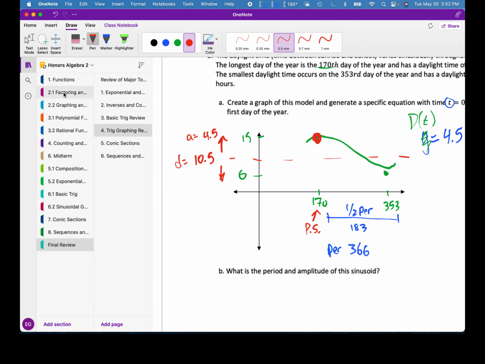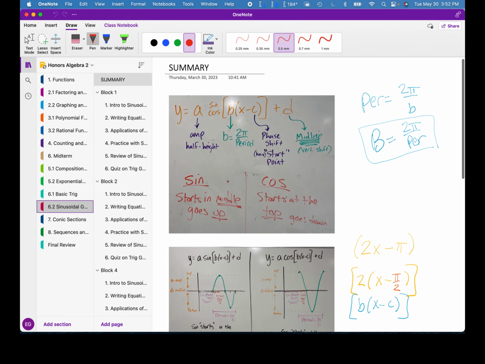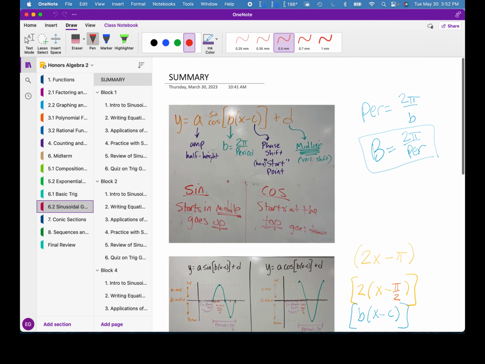So like way back when in sinusoidal graphs in one of these application ones here. I don't remember. Oh, by the way, since we're here, there's summaries for all of these things, right? Way up top. And here's a summary of everything you need to know about what I just did.